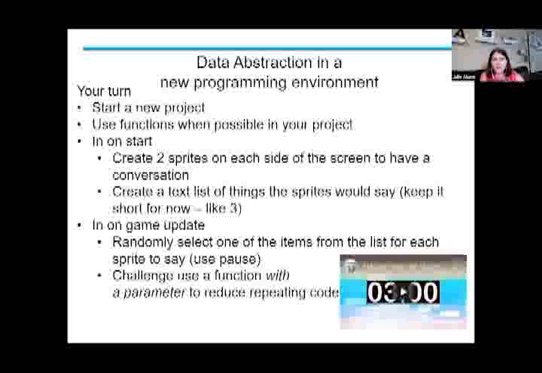In the on game update, randomly select one of the items from the list for each sprite to say. You'll want to use the pause again, but you're going to have an on game update have the sprites talk to each other. So you'll have them randomly pick one of the words you put in your list for each sprite to say. We've used the sprite say block before, it's in the sprite category. And then a challenge, because it's tricky, not required. The challenge is to use a function with a parameter to reduce any repeating code that you see. When making this, if you see any code like the example I just showed, where I got to the end and thought, wait, these lines are very similar and really big.